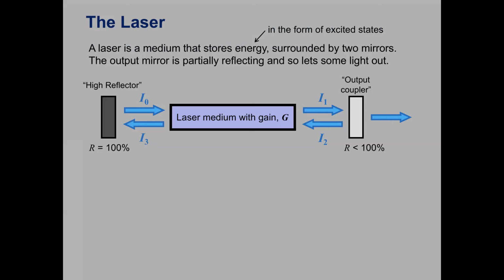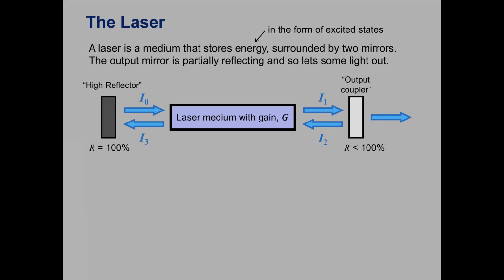One mirror is called the high reflector, and it has a reflection of 100%. It's perfect, or as close as we can get to a perfect mirror, hence the name high reflector. The other mirror is called the output coupler, and this has a reflection that's less than 100%. Might be 90%.